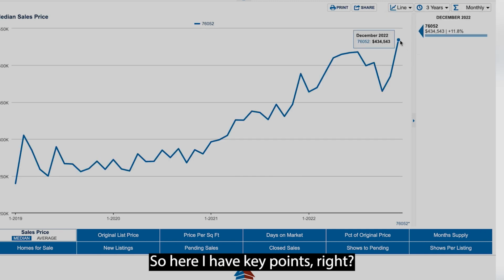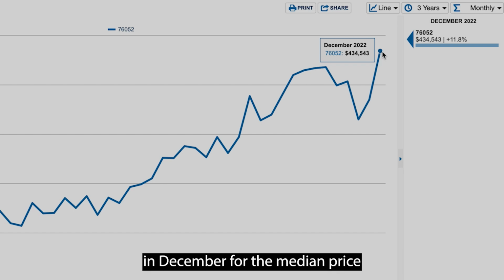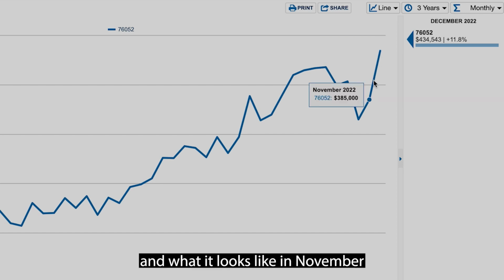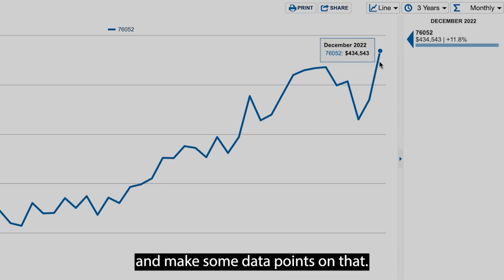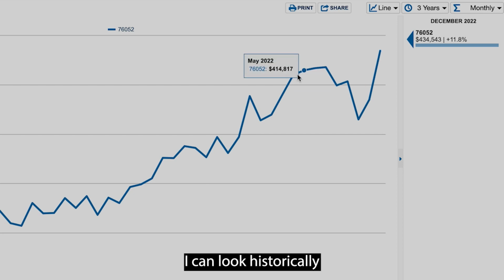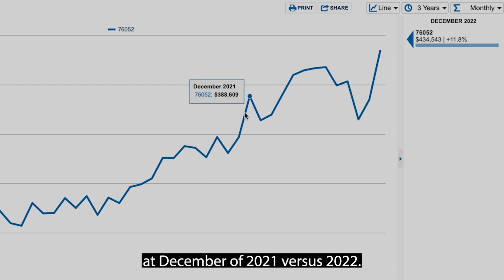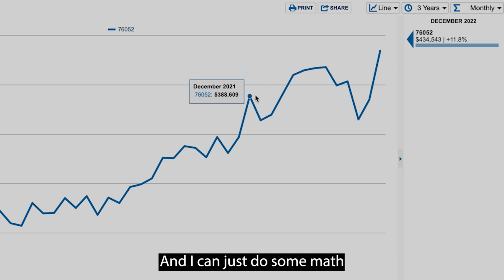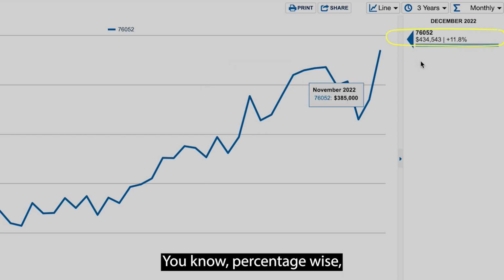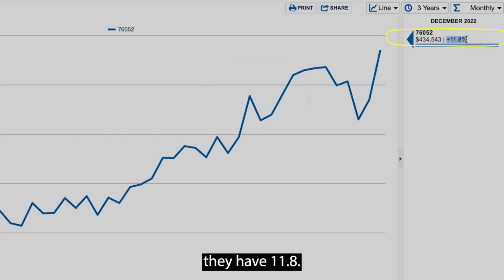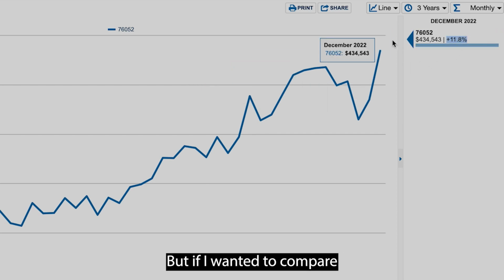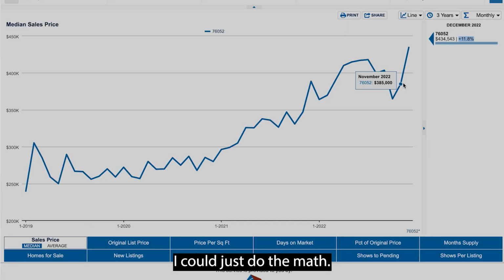So here I have key points, right? I can see what it looked like in December for the median price and what it looked like in November and make some data points on that. I can look historically at December of 21 versus 22, and see what the difference was in price there. And I just do some math and figure out what the difference is, percentage wise. They have 11.8. So I really don't have to do the math, but if I wanted to compare these 2 months, I could just do the math.